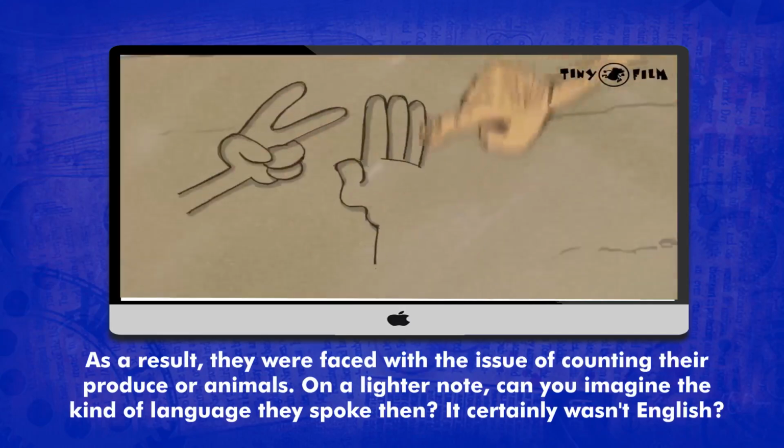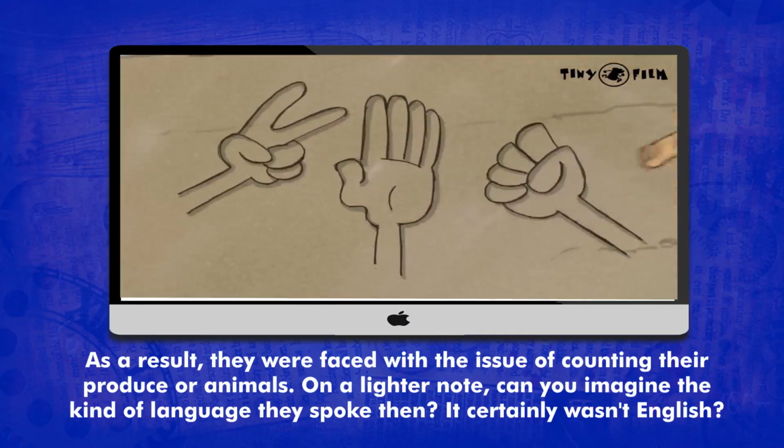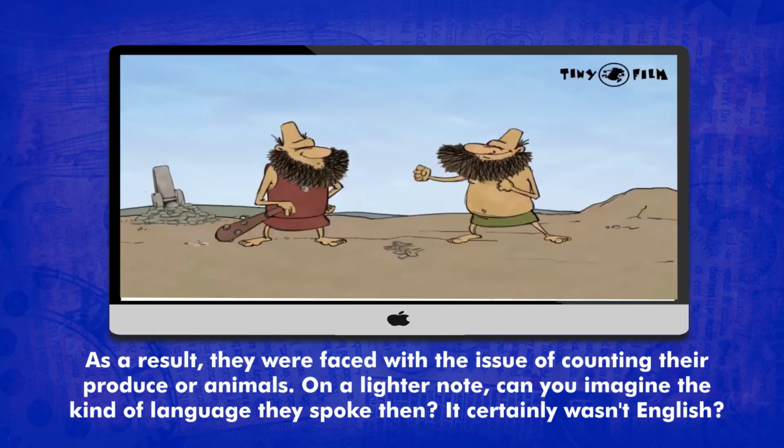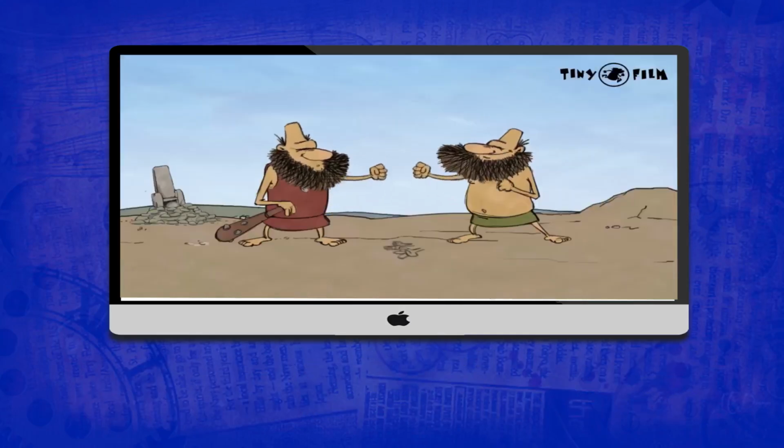On a lighter note, can you imagine the kind of language they spoke then? Like those cavemen. It certainly wasn't English. Maybe caveman language like goo goo ga ga ga.